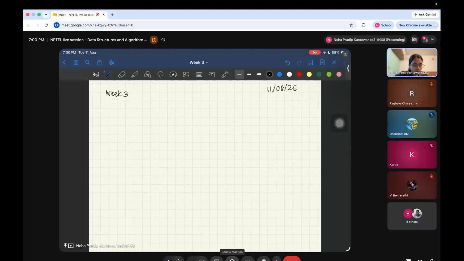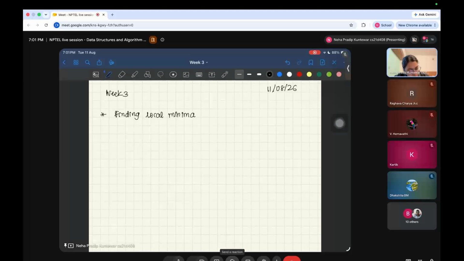Okay, so yeah, I think one major algorithm that was discussed in this week was finding local minima. One thing that we did was in a 1D array, and the second one was in a two-dimensional array, which is a grid. So for the one-dimensional array, what was the best bound that we saw?